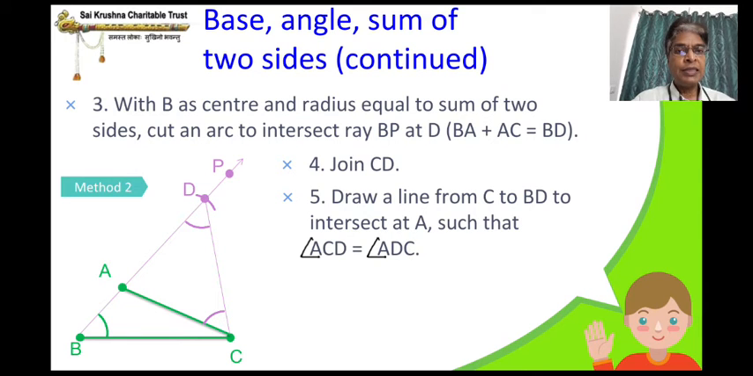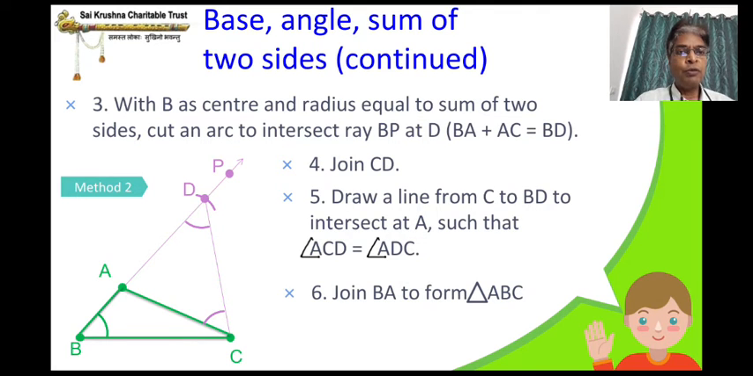So now what happens? Angle ADC equal to angle ACD. So this is the second angle we have measured and we have marked. Although we are measuring one angle, since both angles are same, we can consider we are using two angles in this method as against one angle in the perpendicular bisector method. Now join BA to form triangle ABC. So like earlier we have got the triangle, and in the next page we are going to see the proof. Now you can pause the video.